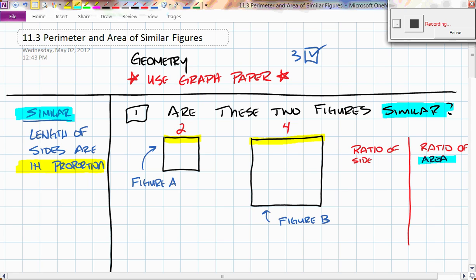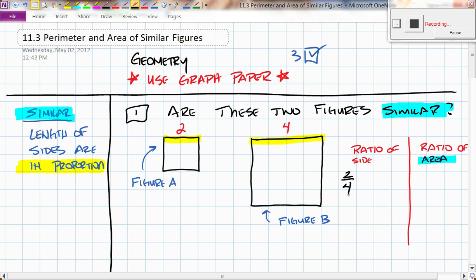Okay. What is the side length of figure A? 2. What's the side length of figure B? 4. Is that happening? Is that ratio? What's that ratio? 2 to 4, right? Okay, so we're going to write that down. So over here on the left-hand side, notice I have the ratio of their sides, and then we're going to talk about the ratio of their areas. So the ratio of the sides, everybody just said, was 2 to 4, okay?